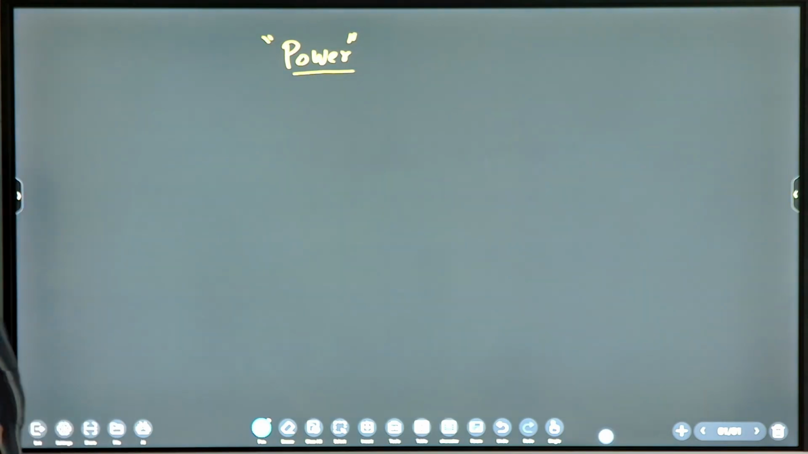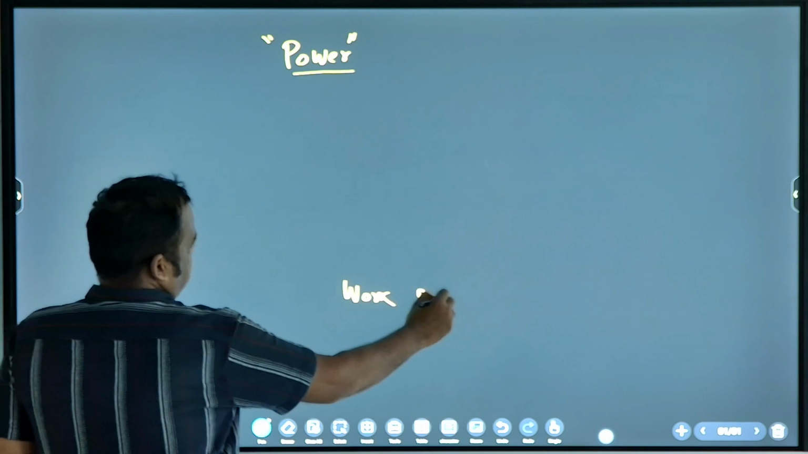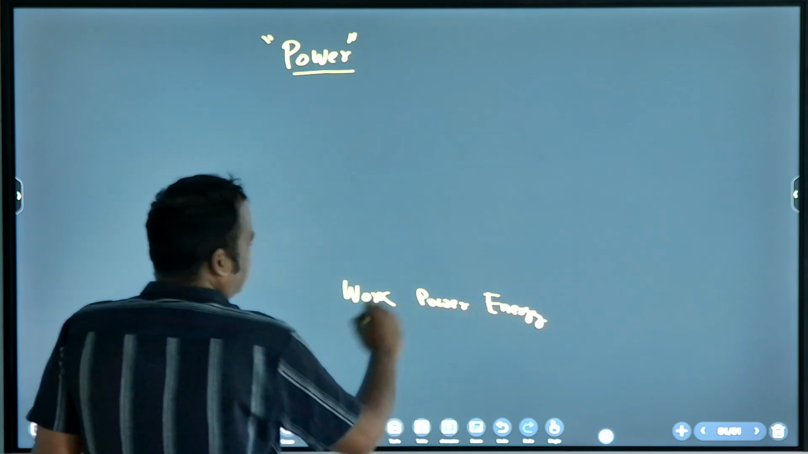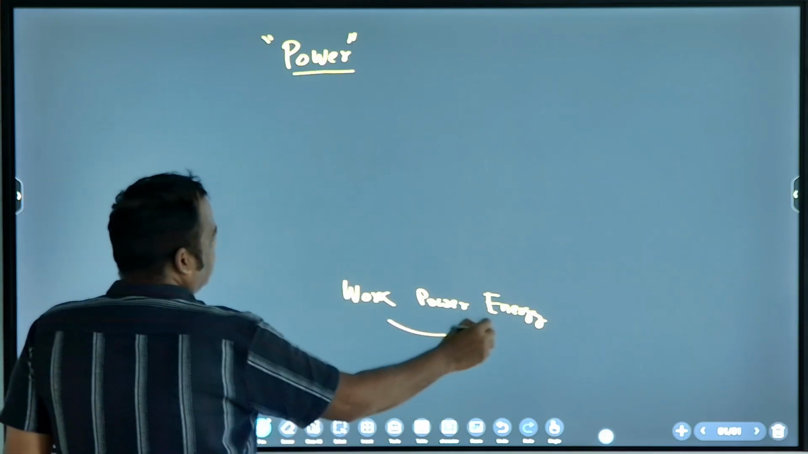So the name of the chapter. What is the name of the chapter? Work, power, energy. But how are we studying? Work, energy, power. Correct? Sequence. Work, energy, power.